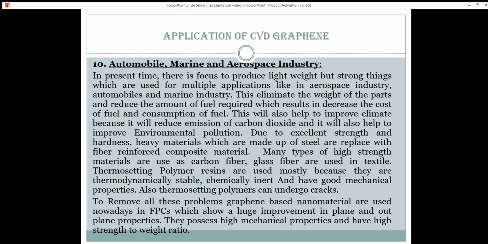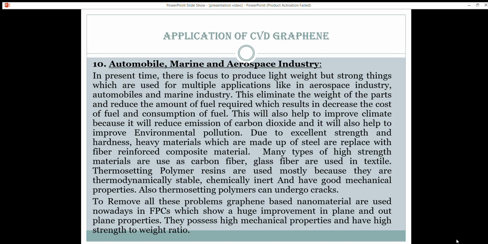Also, thermosetting polymers can undergo cracks. To remove all these problems, graphene-based nanomaterials are used nowadays in FPCs, which show a huge improvement in in-plane and out-of-plane properties. They possess high mechanical properties and a high strength-to-weight ratio. So by using graphene in the automobile, marine, and aerospace industries, we will try to improve strength and make them lightweight, and also reduce the amount of fuel required, which will also help to decrease the cost.